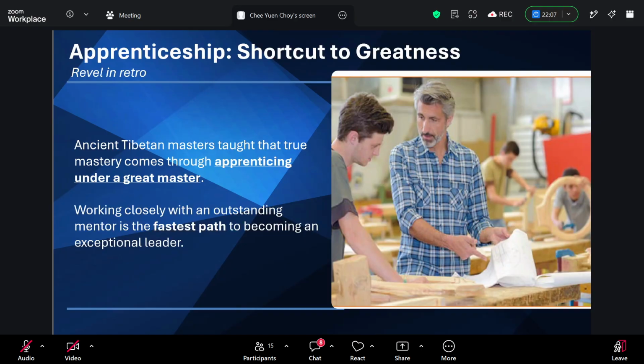So this concept is lost. He said working closely with an outstanding mentor is the fastest path to become an exceptional leader. Similarly, I think leadership is the same. You need a good leader to guide you. And we are very lucky because we can learn from Casey Michael. In this automatic leadership, you can learn many skills. Of course, you still need to find somebody to guide you through, if you want to become a good leader even faster.